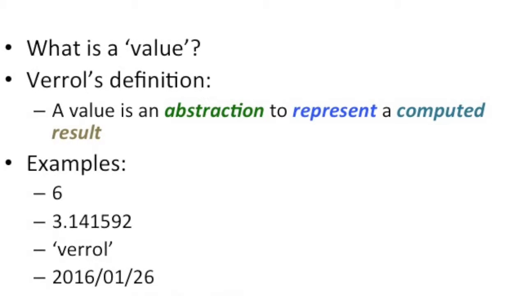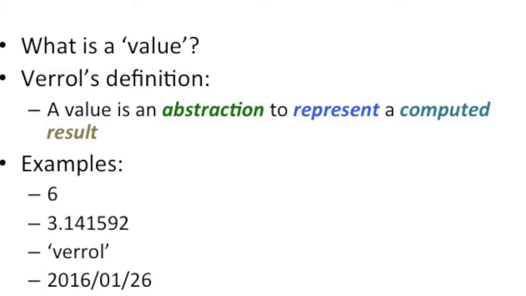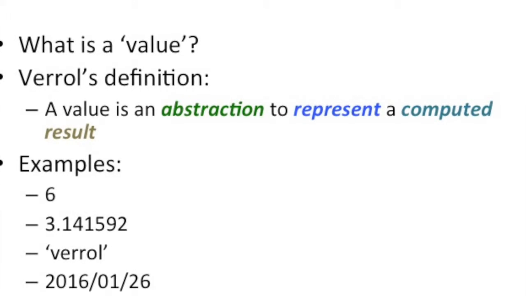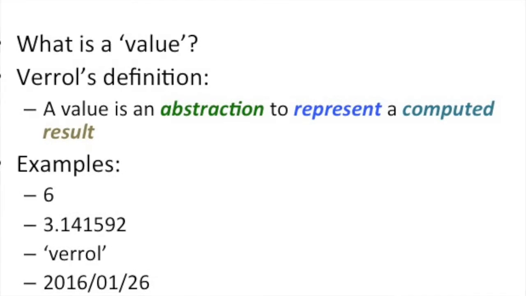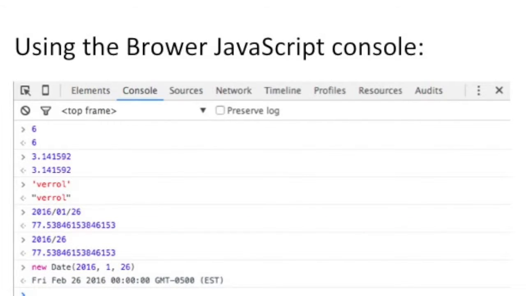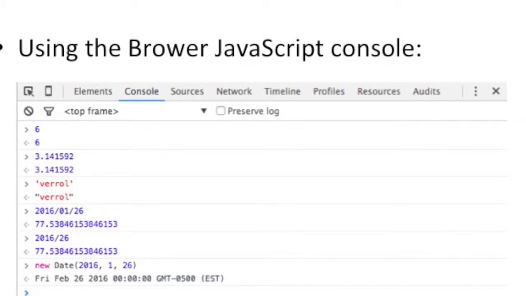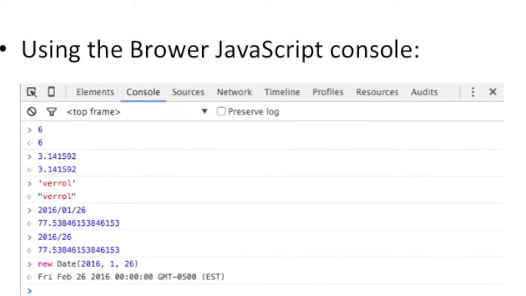And here's some examples of values. So we have the number 6, we have pi, 3.14, we have the string "variable", and then there I have something that looks like a date. Well, I'll get back to that soon. So what I want to show you is what does that look like if we were to type it in our JavaScript console for our web browser.